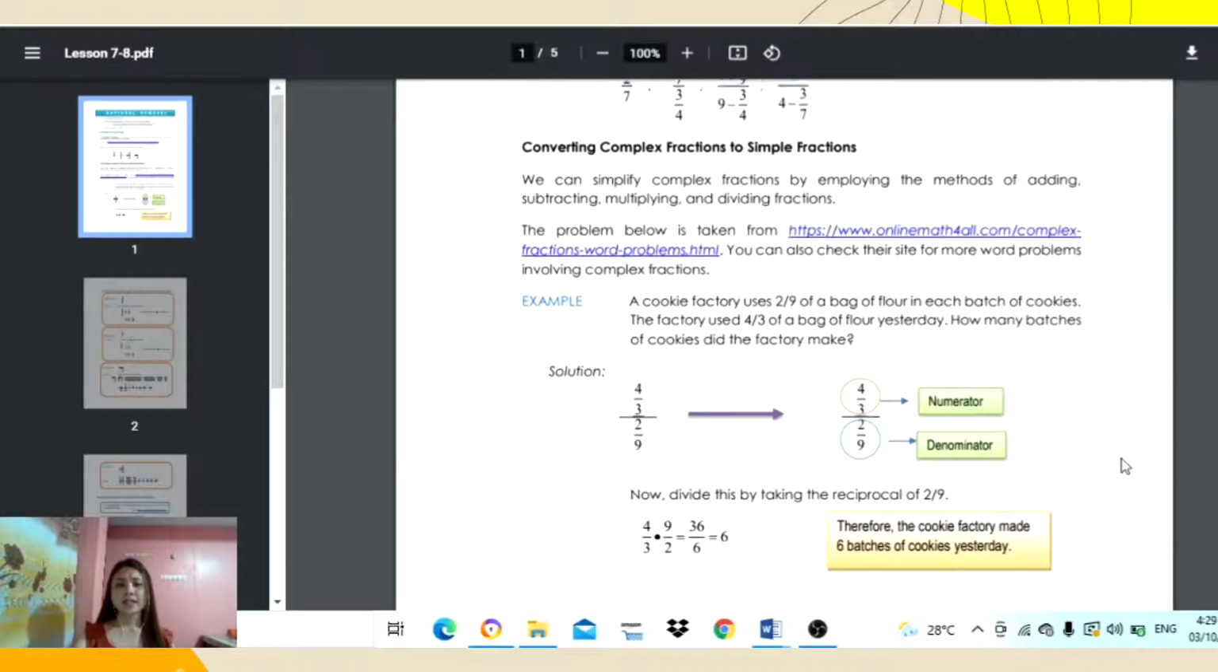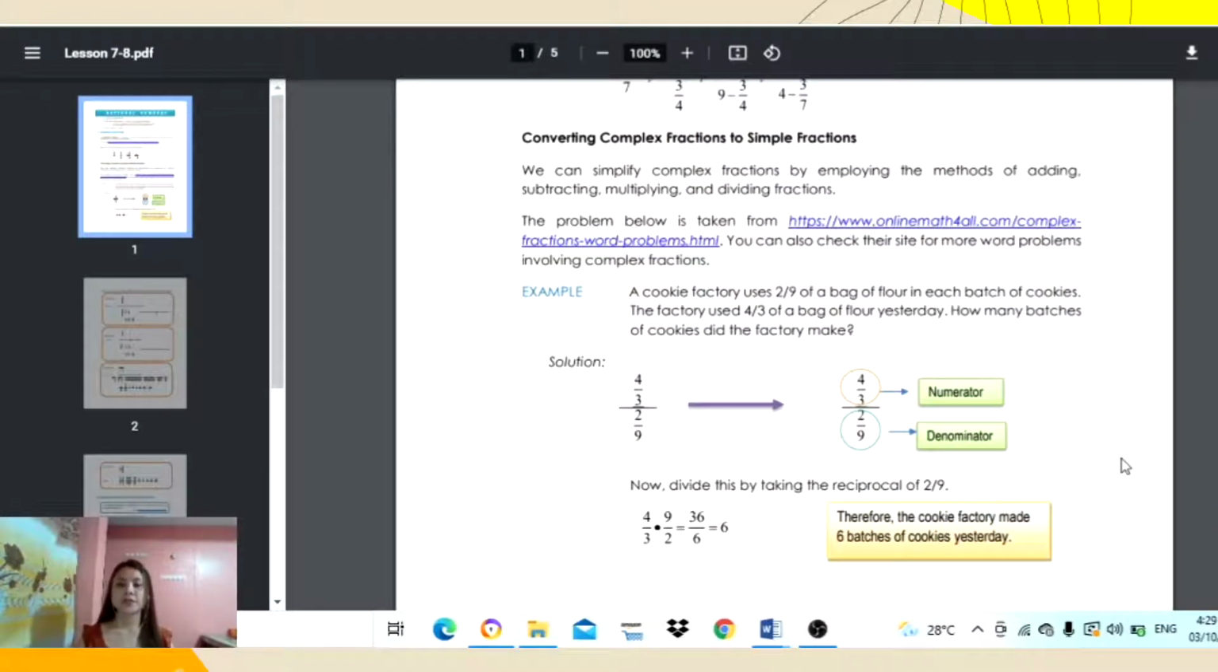Now, let's learn how to convert complex fractions to simple fractions. We can simplify complex fractions by employing the methods of adding, subtracting, multiplying, and dividing fractions, which you already have learned previously in our lessons 4 to 6, the four fundamental operations on fractions. And we are going to use that in converting the complex fractions to simple fractions.